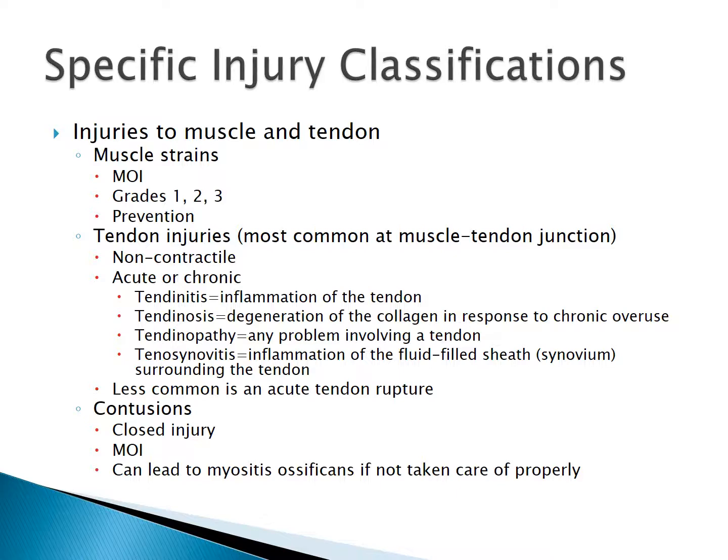A contusion is another soft tissue injury that most often affects muscle tissue. A contusion is a closed injury caused by a direct blow that compresses the underlying tissue. While often a minor injury, an improperly managed contusion can lead to myositis ossificans, which is a calcification or abnormal bone growth that can occur within the muscle tissue over time.